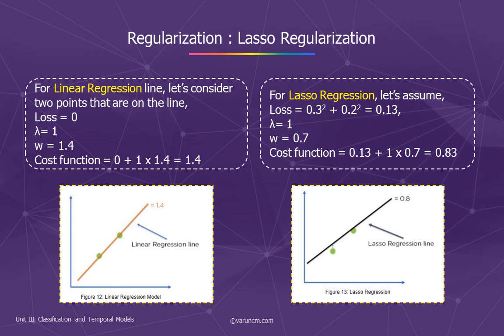Coming to lasso regularization, in the same way as in ridge regularization, the loss will be 0.3 square plus 0.2 square, which will be 0.13, the lambda value is 1, and the value for the slope is 0.7, which is the same as before. Only the cost function will change. The cost function will be 0.13 plus 1 into 0.7, which is 0.83. So here also, when comparing linear regression and lasso regression, lasso regression will provide the better plot.